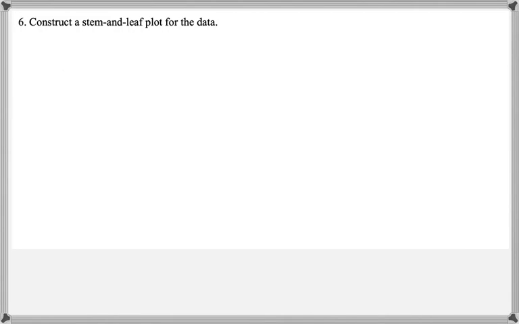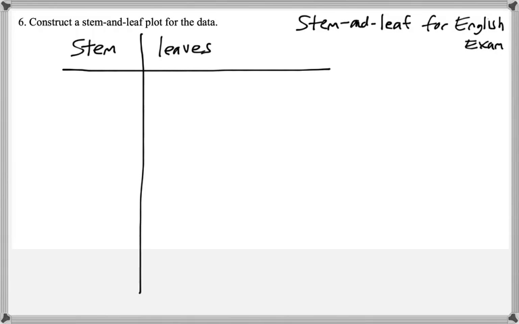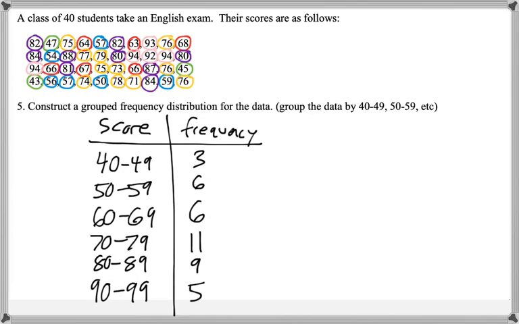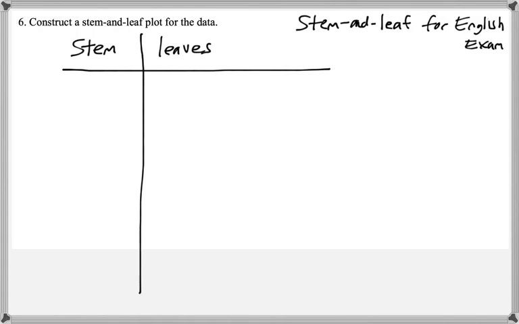Number 6 says, construct a stem and leaf plot for the data. So our stem and leaf plot is going to have two columns, and it's going to look like this. And for the stem column, we want to put the tens place for our data. And because we have 40s through 90s, it's going to be 4 through 9. So let's look at the 4 first.